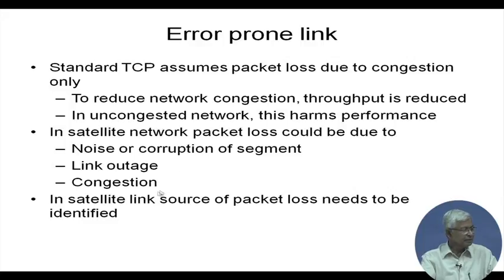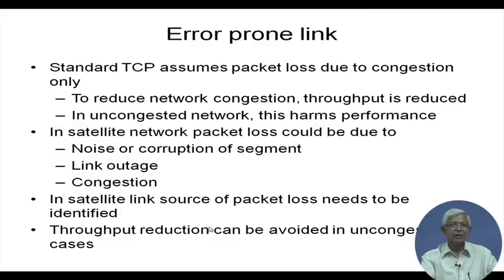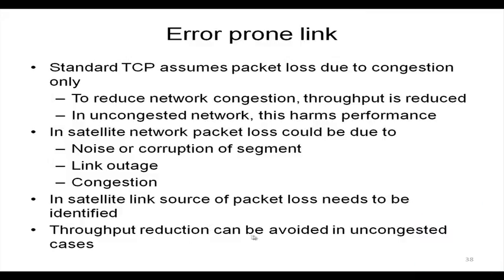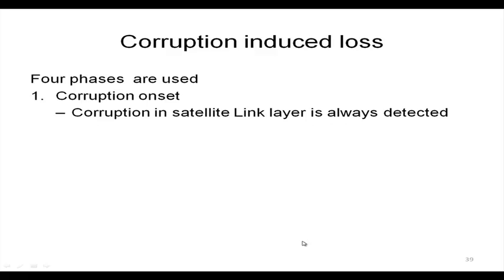Now, in the satellite link, the source of packet loss needs to be identified. Like here, in the case of a terrestrial link, the source of the error is always assumed to be congestion. Here, out of these three, whether it is congestion, link outage or corruption, that has to be identified. So, accordingly the throughput reduction can be avoided in the uncongested cases. This is the major thing, how it is done, since it is an error prone link.